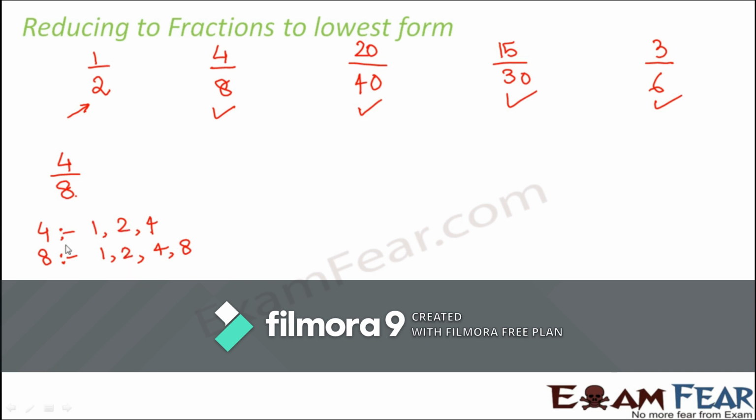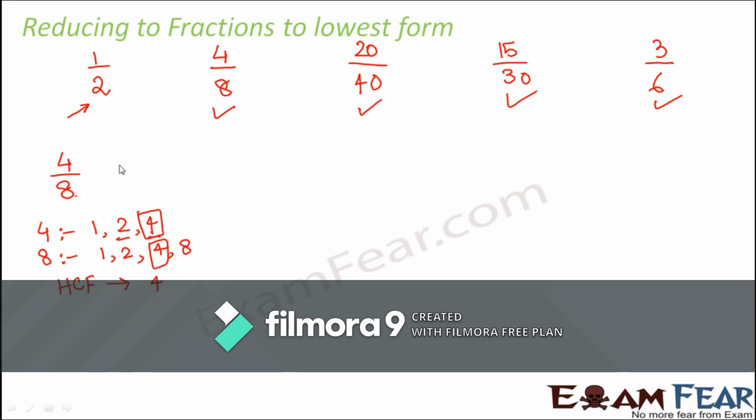So you see there are common factors between 4 and 8 except 1, because 1 is a common factor between any two numbers. Take any two numbers, and 1 will always be a common factor. So besides 1, if it has more common factors, only then that particular fraction can be reduced to its lowest form. In this case, we have 2 as a common factor. We also have 4 as a common factor. So we find out the HCF, that is the highest common factor. Which is the highest common factor? 4. Right? So the highest common factor is 4.